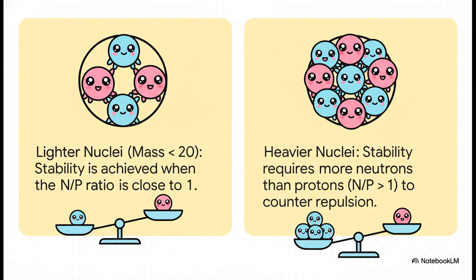And this is where it gets really interesting. For the lighter elements, we're talking a mass number under 20. Stability happens when the number of neutrons and protons are about the same, so ratio close to 1. But as nuclei get heavier and you start packing more and more of those positively charged protons together, you need extra neutrons to act as a buffer. For these big, heavy elements, stability actually requires an N/P ratio that's greater than 1 just to overcome that powerful repulsion between all the protons.